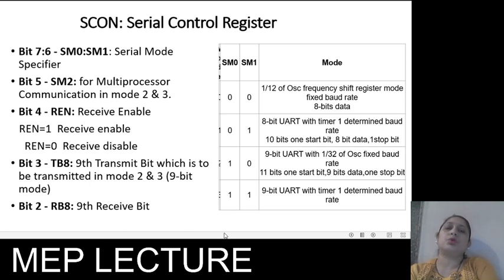When we go for mode 2, it is a 9-bit UART with a fixed baud rate of 1/32 of the oscillator frequency. That means it transmits a total of 11 bits, out of which 9 bits are data, one is the start bit and one is the stop bit. And the last mode, mode 3, also has a 9-bit UART. Mode 3 is similar to mode 2, only the baud rate frequency is different. It will be decided by timer 1.